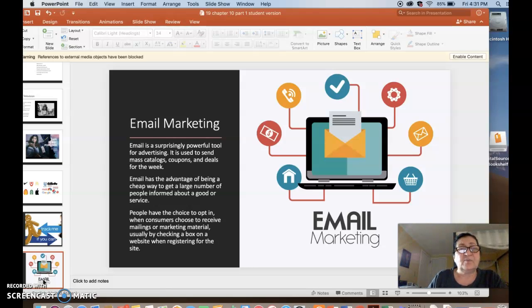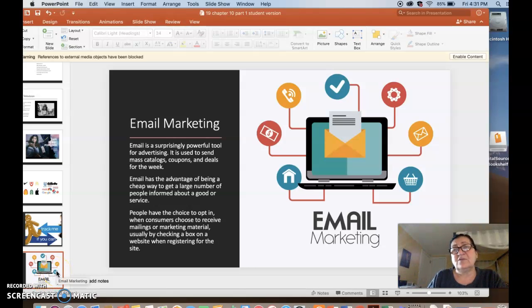It does send coupons and deals, and nowadays you cannot buy anything without becoming their lifelong friend. They want surveys after every purchase. They want your opinion, rate your product. Amazon is notable for that. Email has the advantage of being very cheap and very direct and reaching a large number of people in a way that we actually know works.